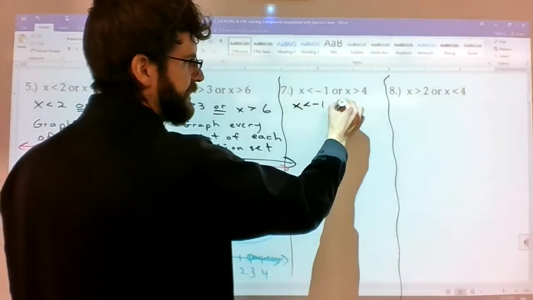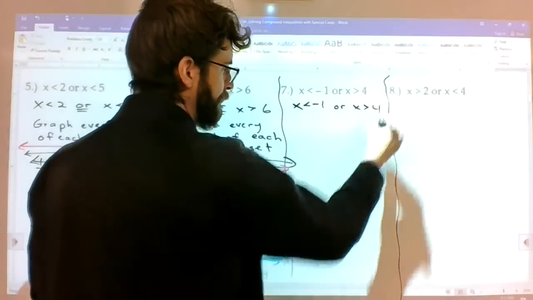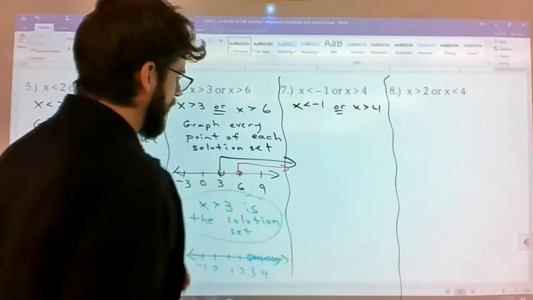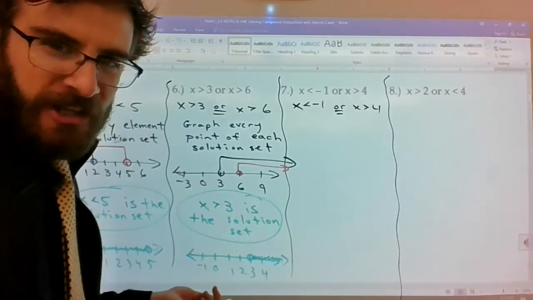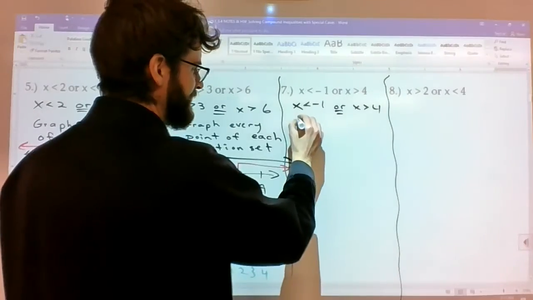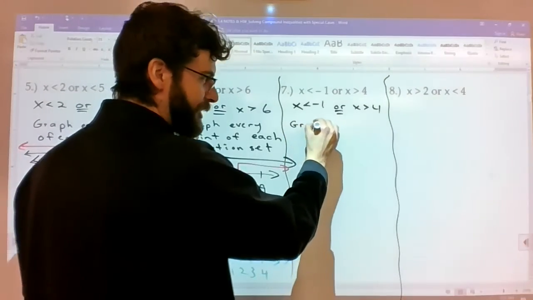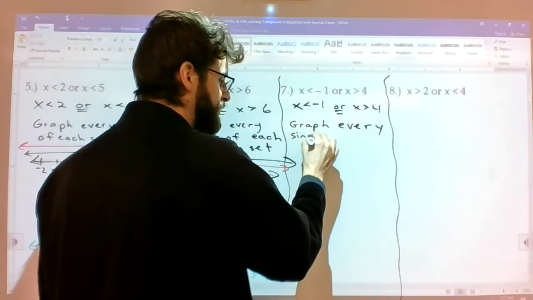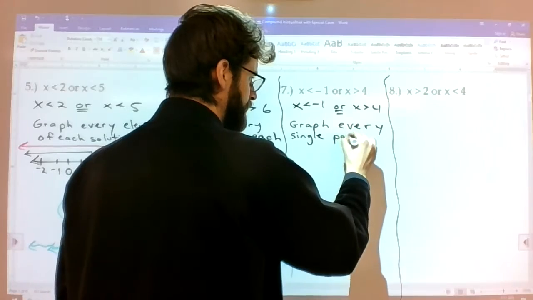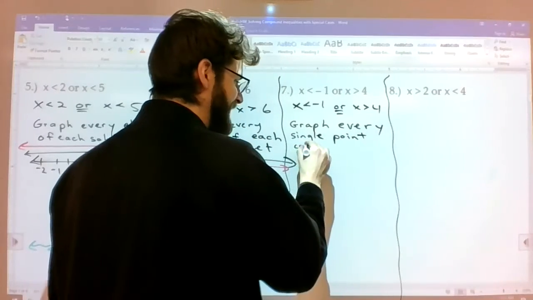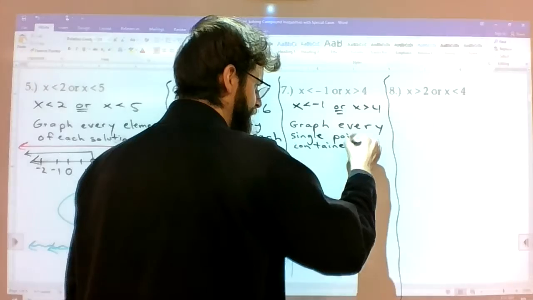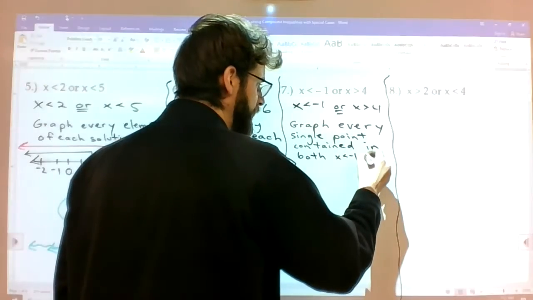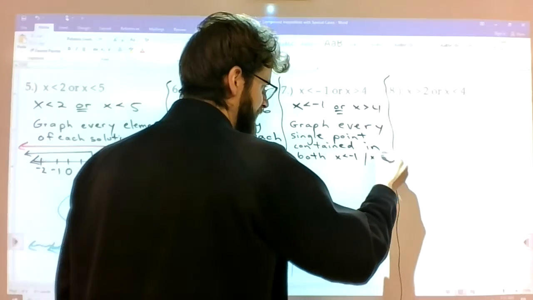So x is less than -1 or x is greater than 4. We're graphing every point of each solution set. So I don't know if I need to write this every single time, but you get the idea, right? Now, I think I will write it every single time. I really want you to get the idea. Graph every single point in both solution sets. Every single point contained in both x is less than -1 and x is greater than 4.